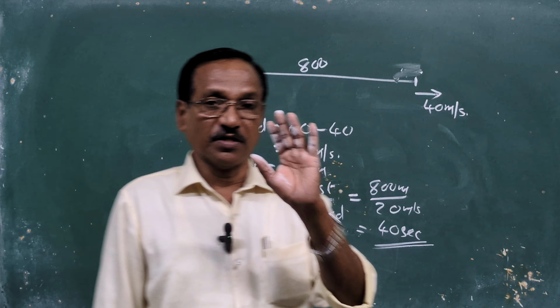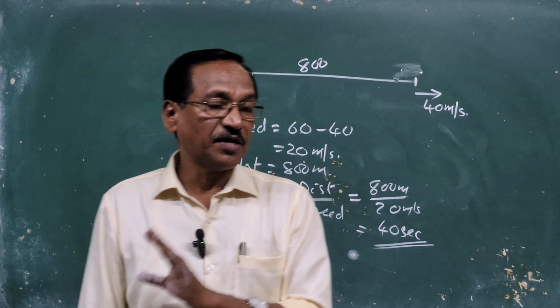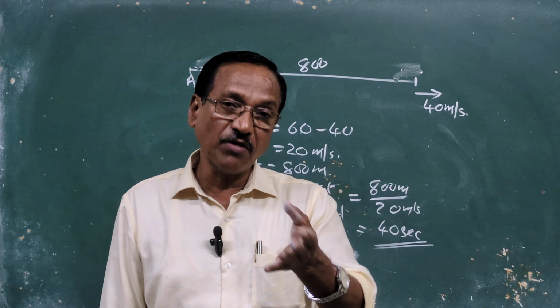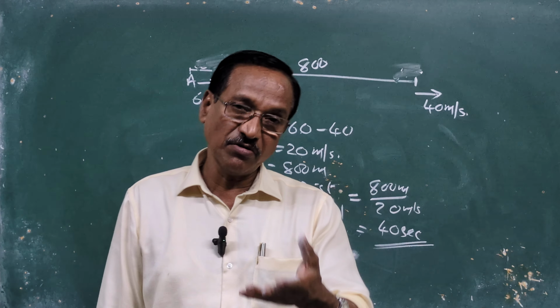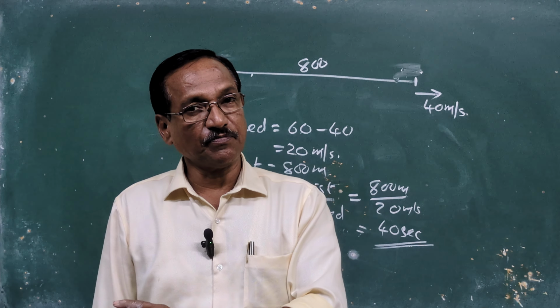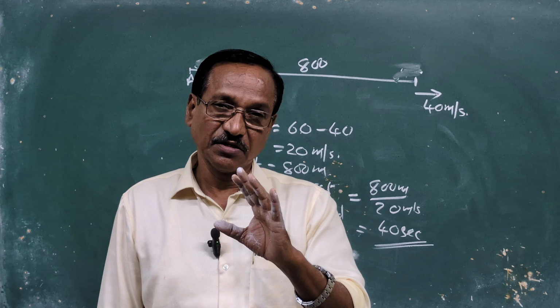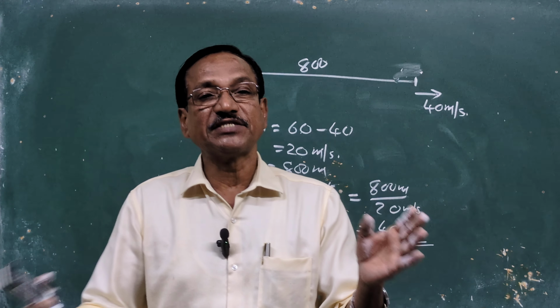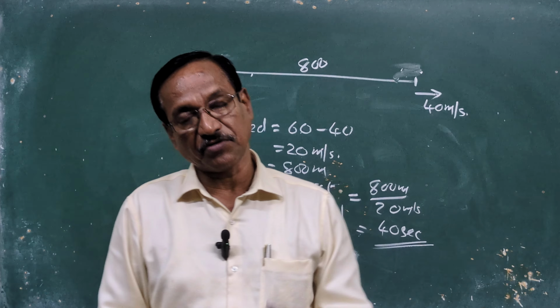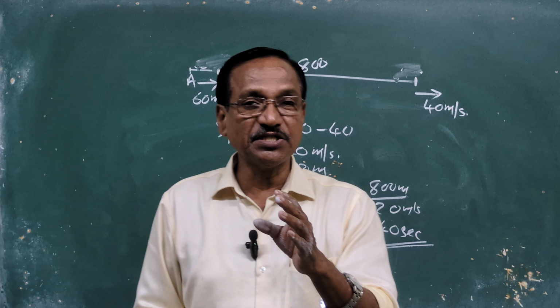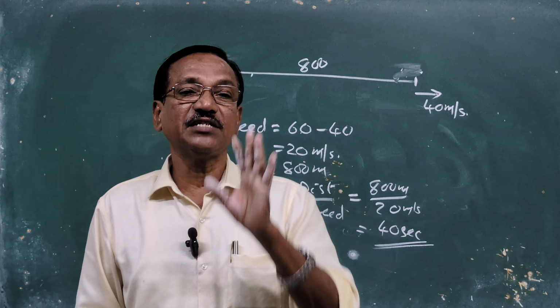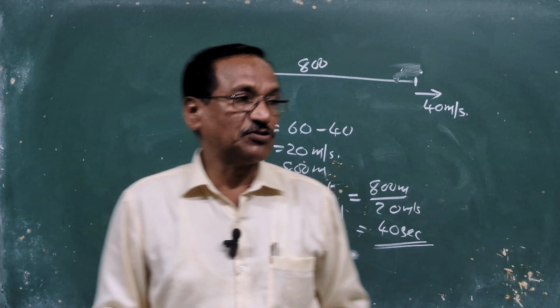So here also, the formula is one and the same: distance equals speed into time, or time equals distance by speed, or speed equals distance by time. But the main rule behind this is, if two bodies move in opposite directions, we take the sum of the speeds as the speed of the question, and when two bodies move in the same direction, we take the difference. That is one rule.